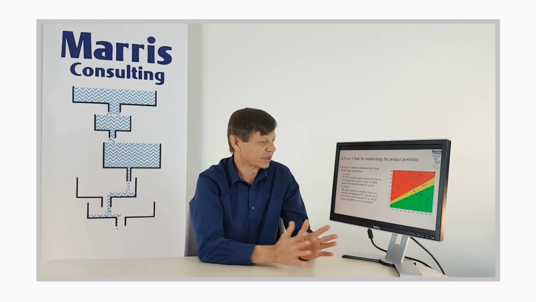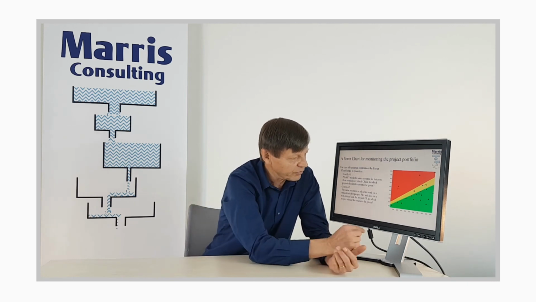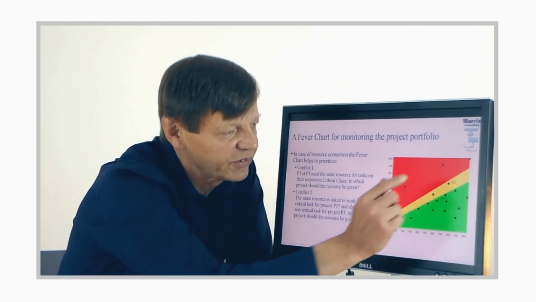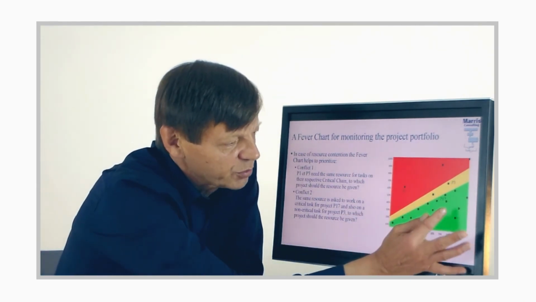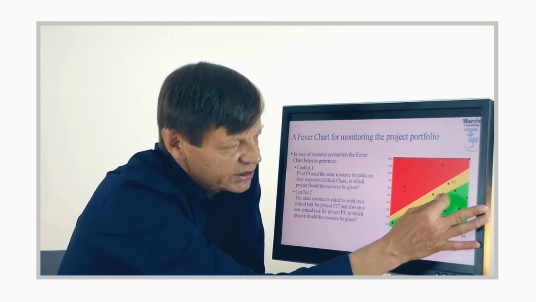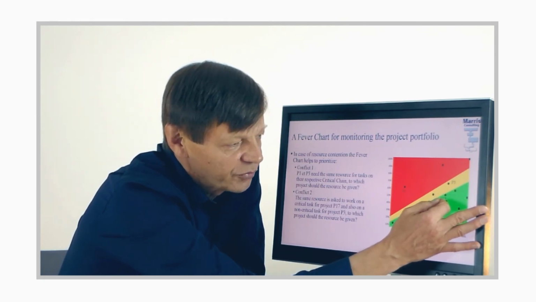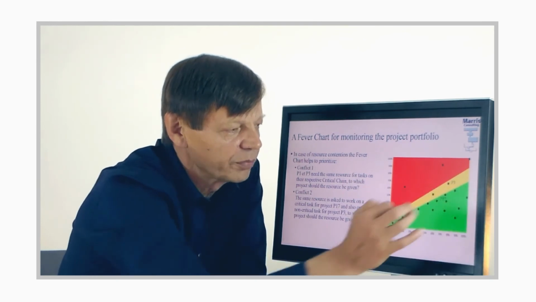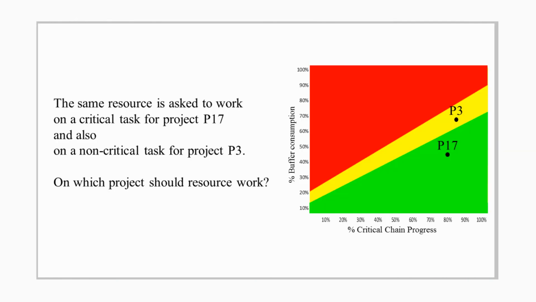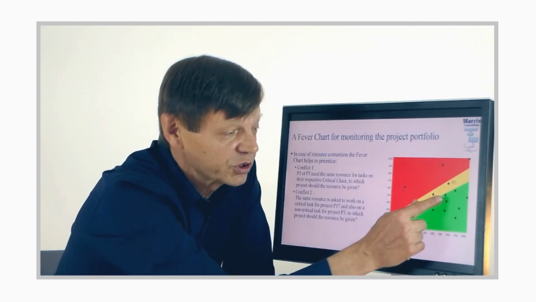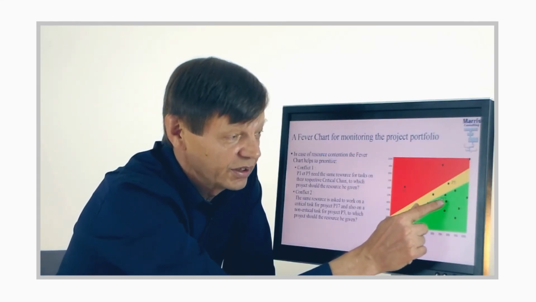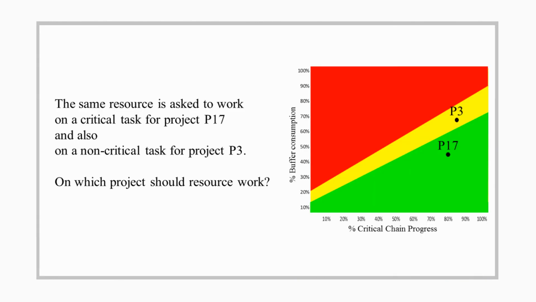Okay. The second example, just to understand how it works, is 2 projects, P17 and P3. The same resource has to work on the 2. That person will either work on this task, P17, where it's on the critical chain of that project, or work on P3, which is a non-critical task on that project. Okay. The answer is they should work on P17, right? Because that was on the critical chain of P17 and it was not on the critical chain of P3.